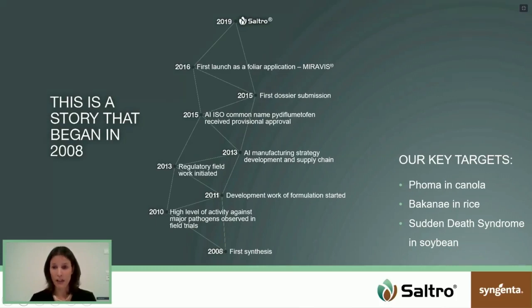Currently, we are focusing on three key targets. This is Phoma in canola, bakanae in rice, and sudden death syndrome in soybeans. You might ask yourself, why these three key targets? Well, simply because we feel the solutions which are currently on the market for these key diseases are not sufficient, they're not satisfying, and with Soltro, we are actually able to bring a new game-changing technology for these diseases to the market.